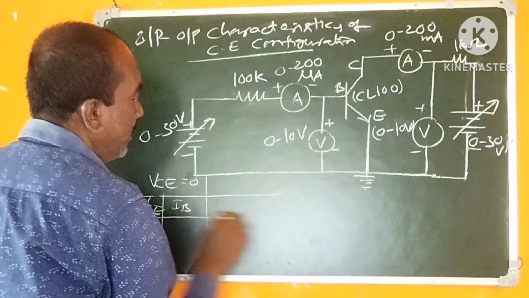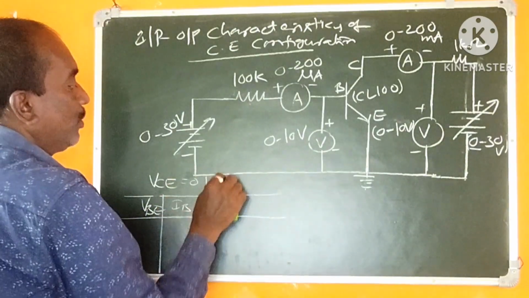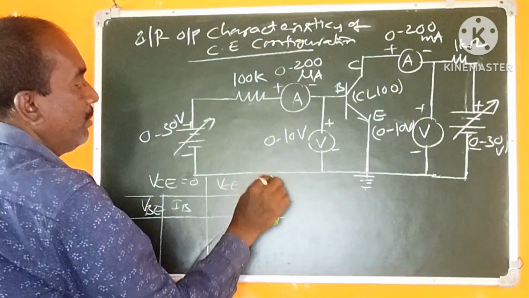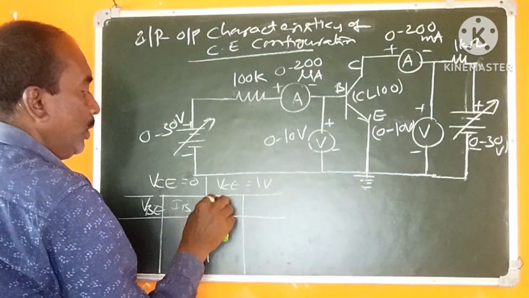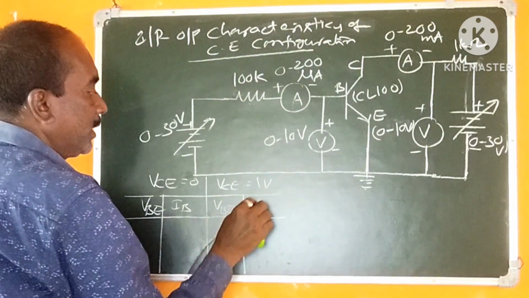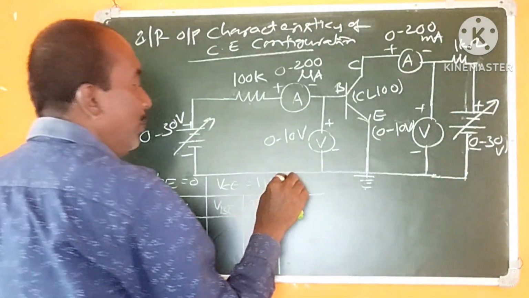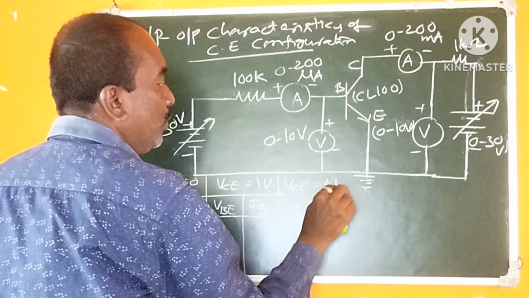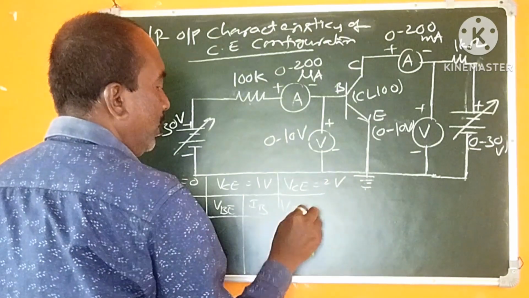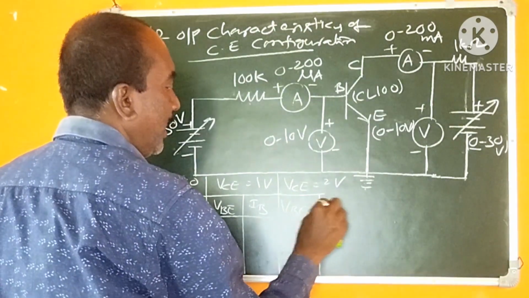Similarly, for another reading, VCE is maintained constant, it may be 1 volt. Note down the corresponding readings of VBE and IB. And similarly, one more you can take, VCE equal to some 2 volts. Note down the readings of VBE and IB.